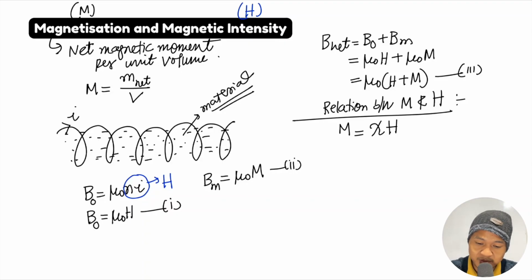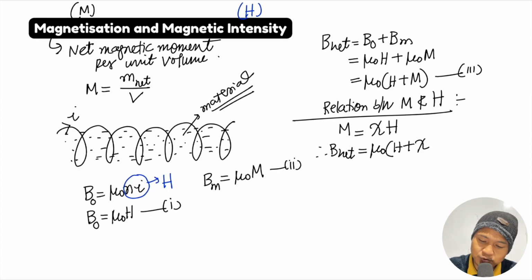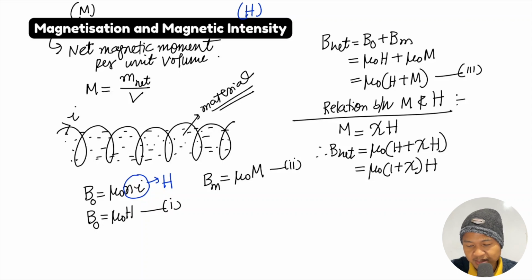So now I'm going to replace this M here. Therefore B net will be mu naught into H plus psi into H, which means mu naught into (1 plus psi) into H. So it's like 1 plus psi.